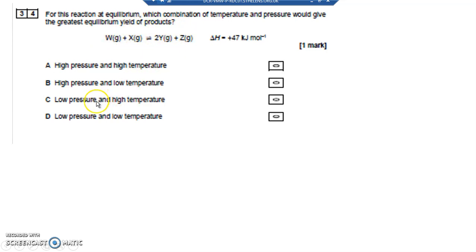So if I increase the pressure, to high pressure, 3 moles of gas will be compressed into 2, and the equilibrium will shift to the left hand side. So it's not high pressure, it's low pressure. Low pressure allows the 2 moles of gas to expand into 3 moles of gas on the right hand side and make more of Y and Z. So I'll need a low pressure and a high temperature. My answer is C.